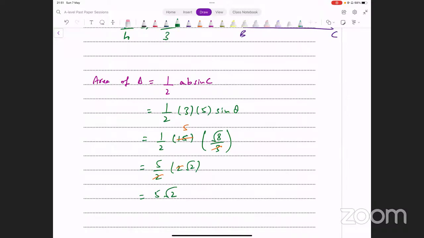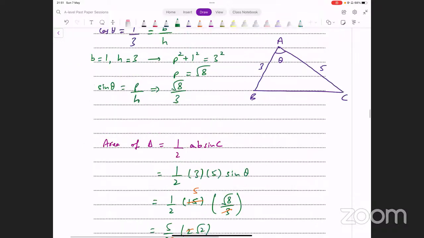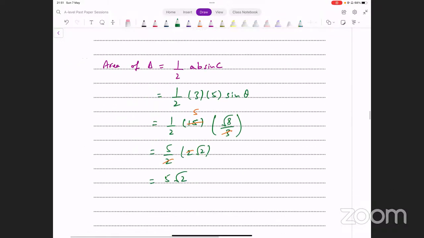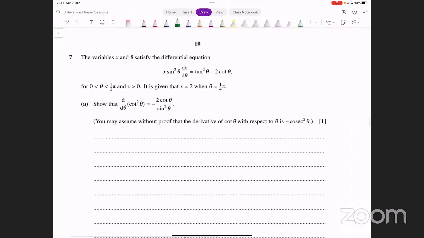You have to give your answer in exact form. So you will leave the answer this way. Okay, you will not write this answer in decimals. Okay, that was question number 6. Let's move on to the next one.